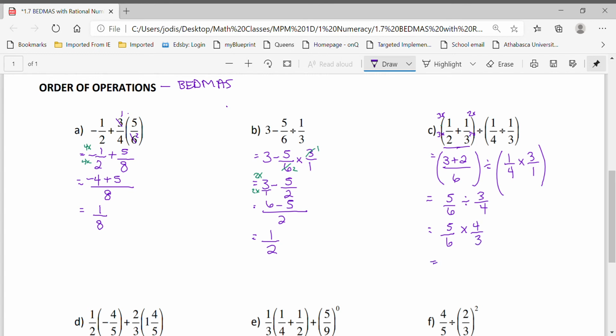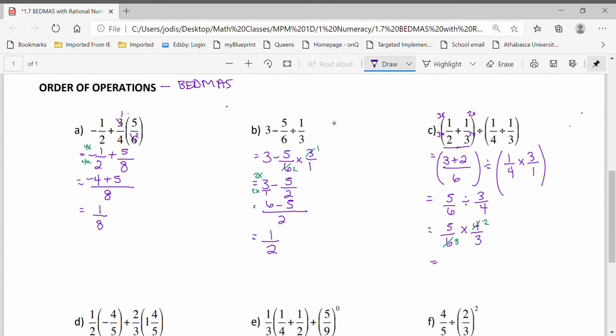And then we can see if we can reduce at all here. We can a little bit, so this 4 and 6 will reduce. We can divide both by 2, so 4 divided by 2 is 2, and 6 divided by 2 is 3. Now remember, we can't reduce if we're going horizontally, so these 3's can't reduce to any smaller.